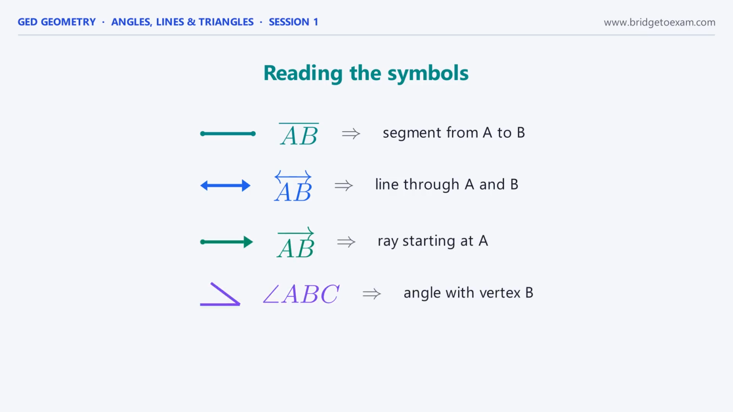Each of these objects has its own symbol, and reading them correctly is half the battle. A bar over AB means the segment from A to B. A double-headed arrow over AB means the full line through A and B. A single arrow over AB means the ray that starts at A and passes through B. And the little corner symbol in front of ABC means the angle with vertex B. When you see these on the test, translate the symbol into a picture in your mind.